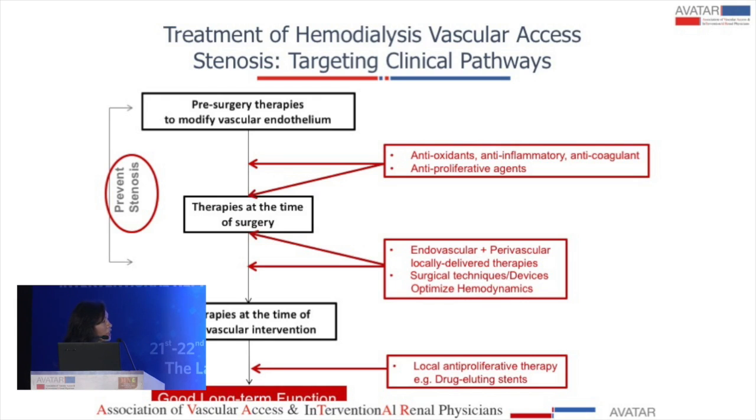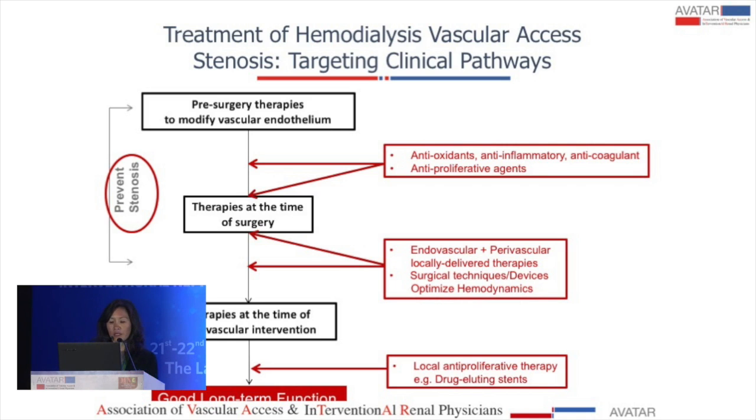agents that can act locally with antioxidants, anti-inflammatories, anticoagulants, or antiproliferants, either before surgery or at the time of surgery, either locally or systemically. And then at the time of surgery or after surgery, we can have endovascular or perivascular locally delivered therapies, or the surgeon can actually deliver surgical techniques or devices to optimize hemodynamics.